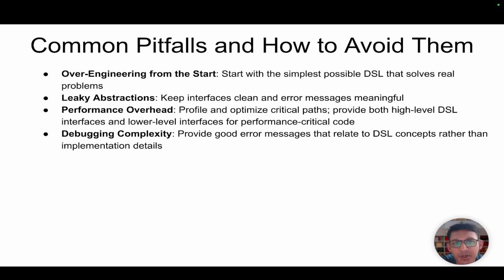Instead, start with the simplest possible DSL that solves real problems. Build the minimal set of combinators needed for your immediate use case, then expand based on actual needs rather than hypothetical requirements. If you need to process CSV files with three types of operations, build a DSL that handles those three operations well, rather than trying to anticipate every possible data processing scenario.